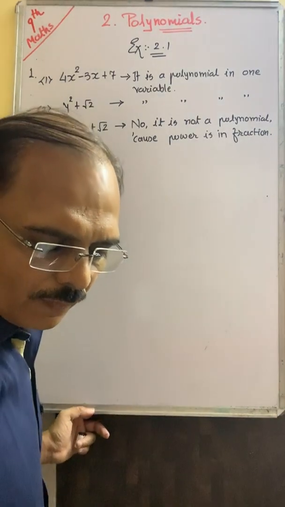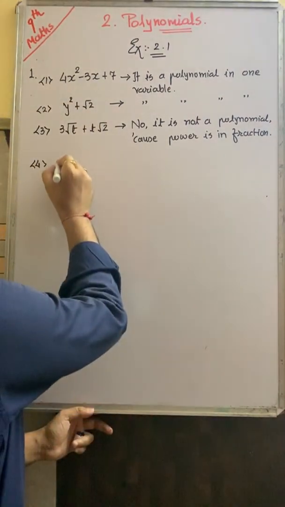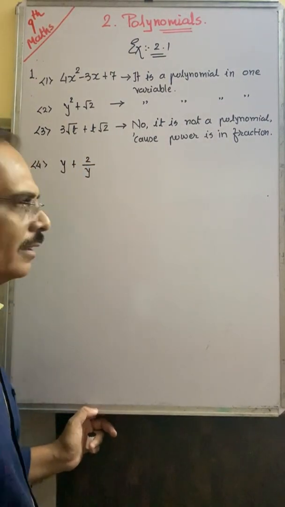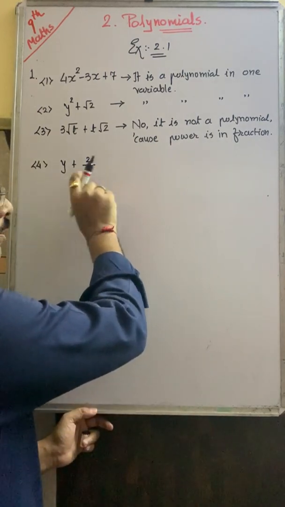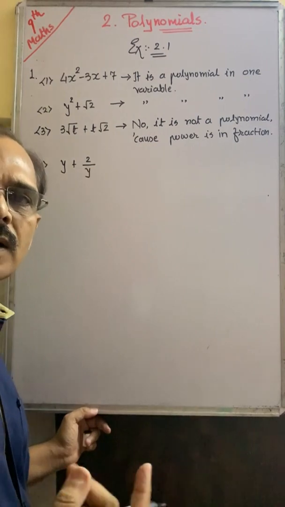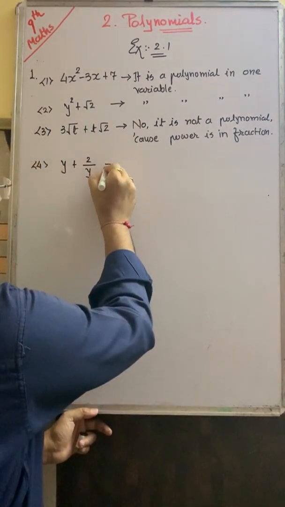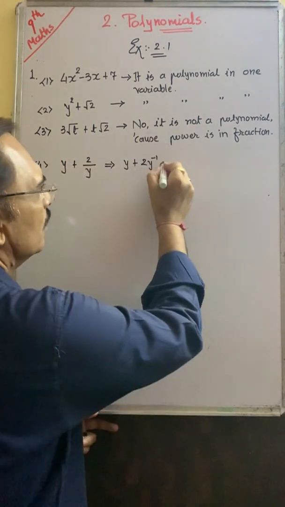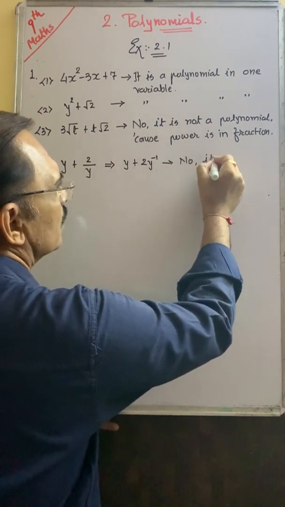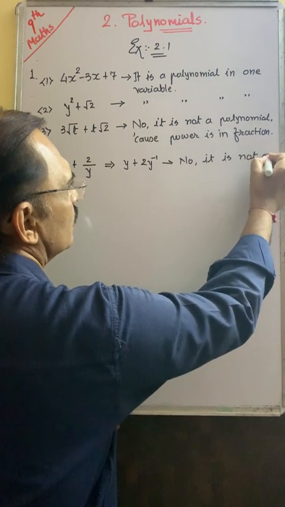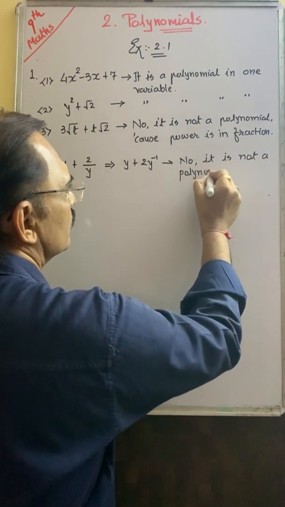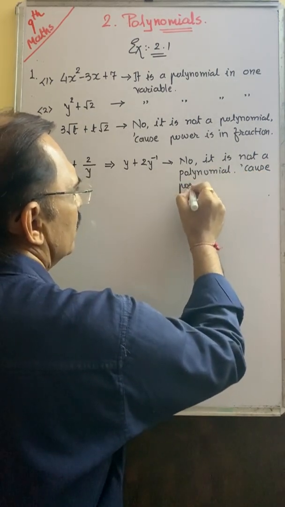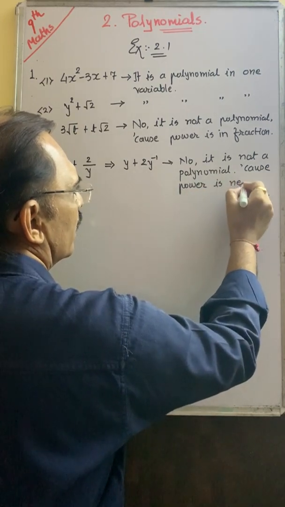Fourth number, y plus 2 upon y. Just before this we discussed that if y is in the denominator, then if you take it into the numerator, the power will be negative. So if you simplify, it implies y plus 2 y raised to minus 1. That means no, it is not a polynomial, because power is negative.